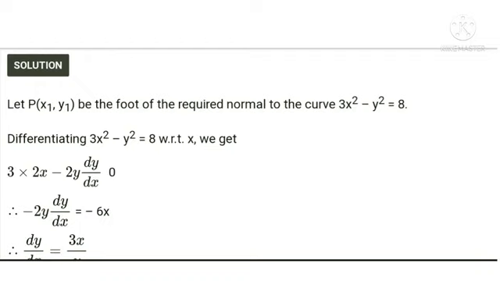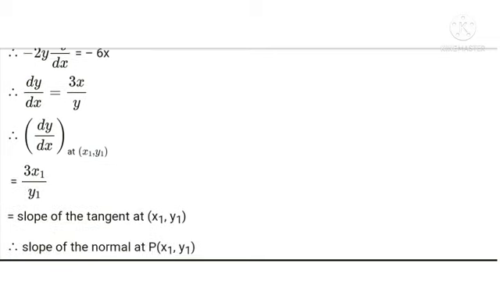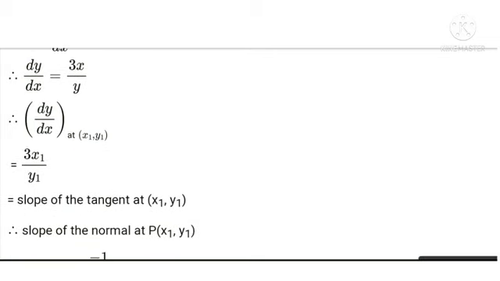First we suppose that P(x1, y1) is the foot of the required normal to the curve 3x square minus y square is equal to 8. You first differentiate this with respect to x. We get 3 as it is. Derivative of x square is 2x. Y square derivative is 2y into dy by dx is equal to 0. So you get, see here, minus 2y dy by dx is equal to minus 6x. Find the value of dy by dx is equal to 3x upon y. So dy by dx at (x1, y1) is 3x1 upon y1.